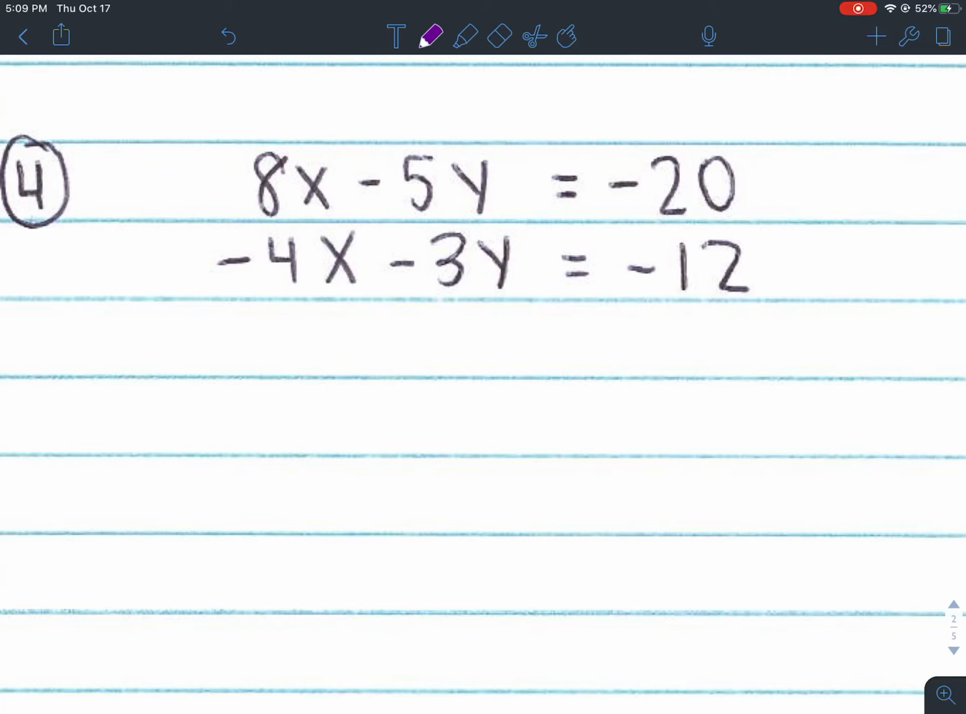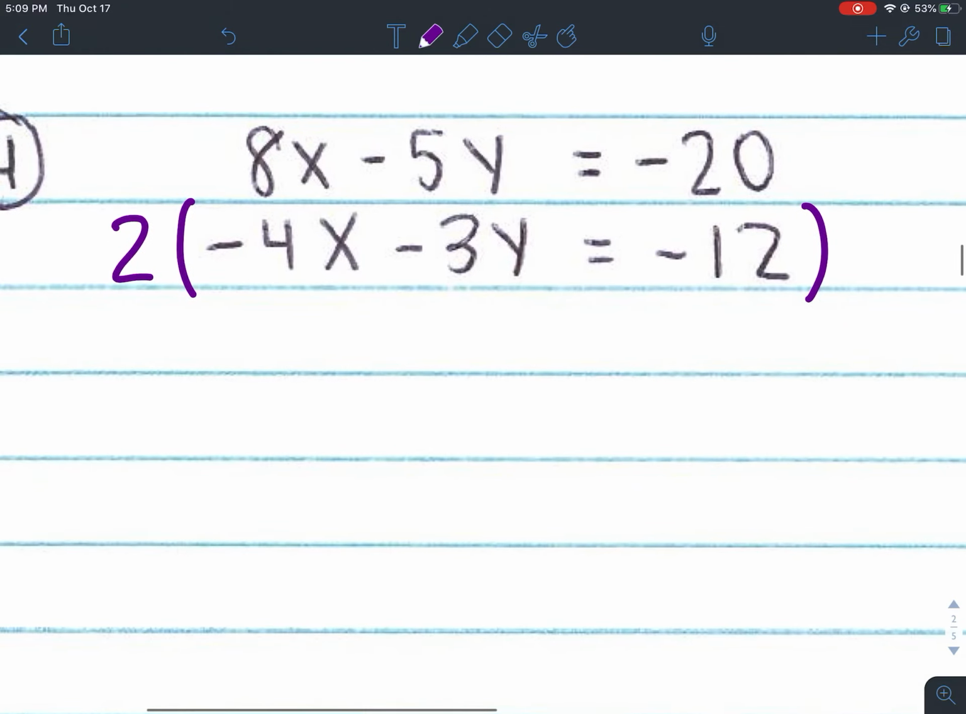Well, I can get 4 to become 8 if I multiply everything by 2, right? So we're going to do some plastic surgery on this second equation. We're going to multiply everything by 2. And I'm going to go ahead and do the multiply by 2, and I'm going to do the parentheses around the entire thing. I know that's a little bit different than what we normally do, but that's okay.